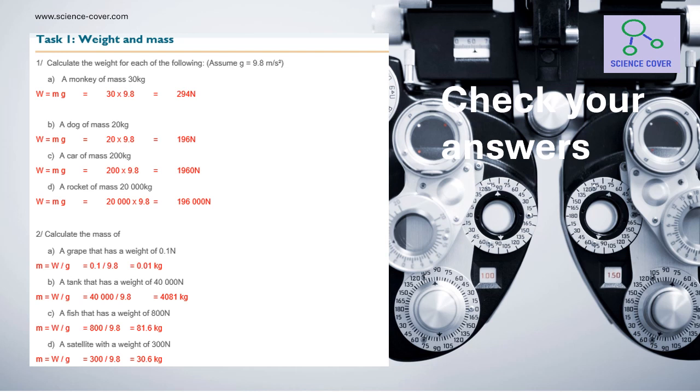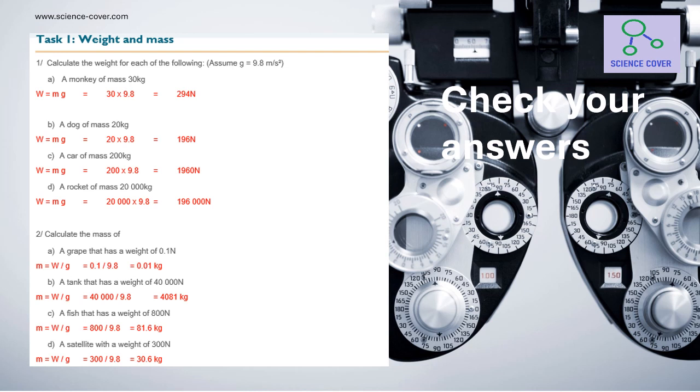Calculate the weight for each of the following. Assume g to be 9.8 meters per second squared. A monkey of mass 30 kilograms will have a weight of 294 newtons. A dog of mass 20 kilograms will have a weight of 196 newtons. A car of mass 200 kilograms will have a weight of 1,960 newtons. And a rocket of mass 20,000 kilograms will have a weight of 196,000 newtons.